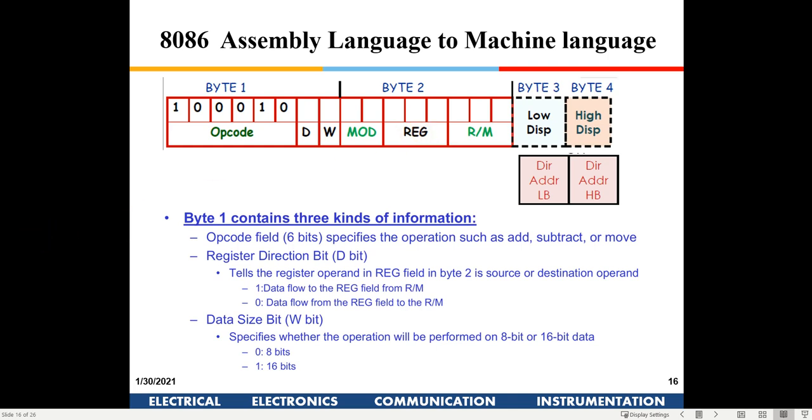For move, will D equal 1? No, that's what I am saying. For move, it could be 0 or it could be 1. You can write the source like register to register. Suppose I write A and B here. If I am writing move A B, and I am putting A here and B here, then the data has to flow from here to here. Then I have to give D equal to 1. If I am putting A here, B here, and I am writing move B A, then I need to give D equal to 0.